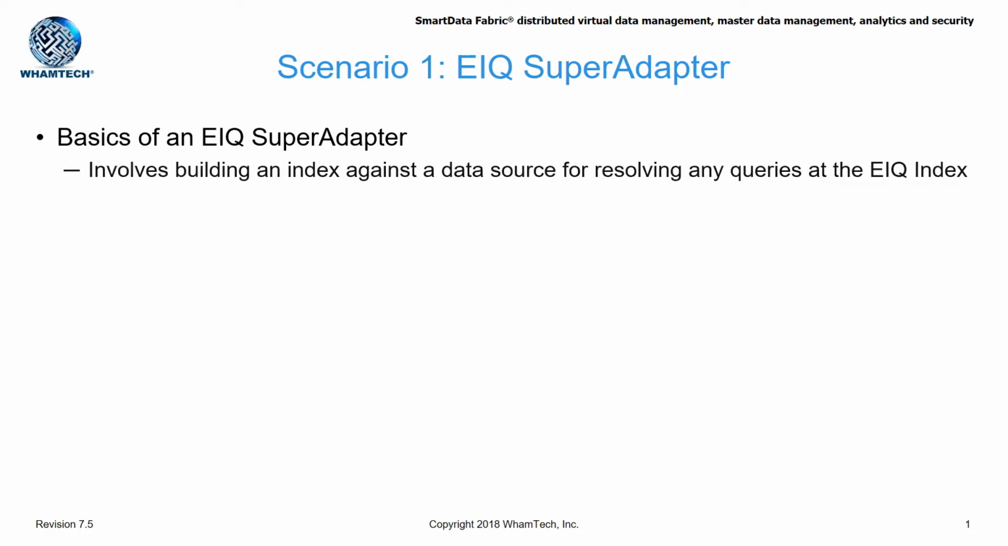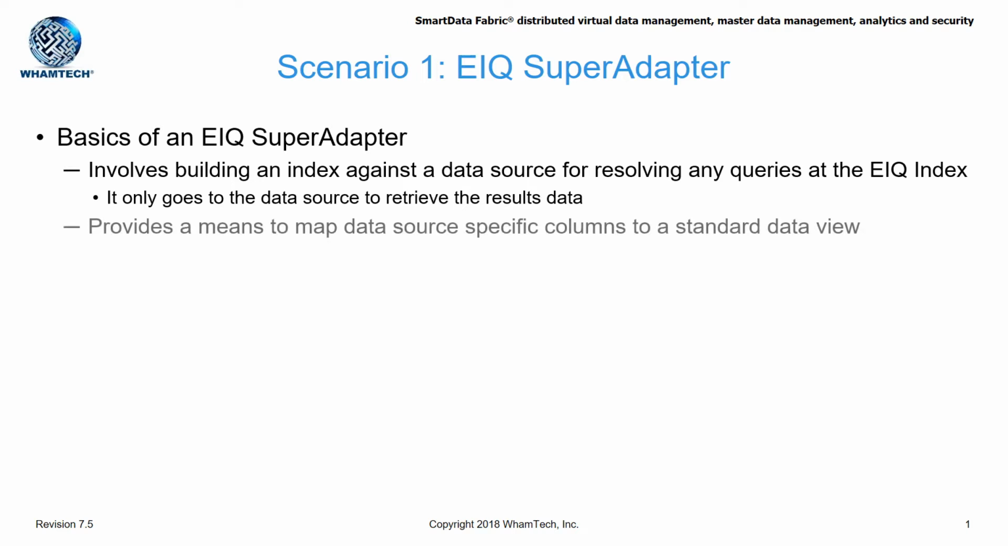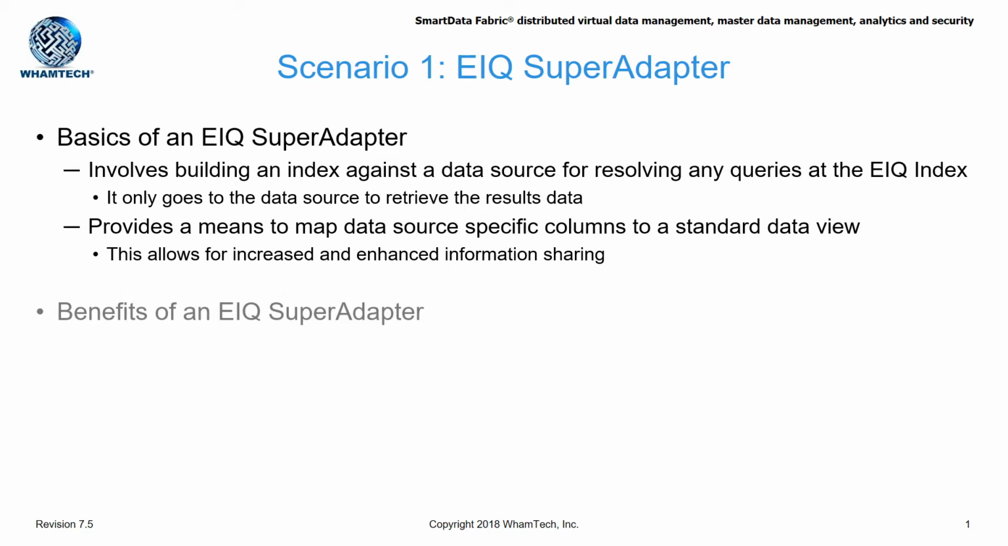What is an EIQ SuperAdapter configuration? Essentially, it involves building an index against a data source for resolving any queries at the EIQ index level, going to the data source only to retrieve the final results. In this process, EIQ SuperAdapters provide means to map data source-specific columns to a standard data view for increased and enhanced information sharing. An EIQ index is built against a data source to resolve queries and map to a standard data view. This leads us to the main benefits of an EIQ SuperAdapter.